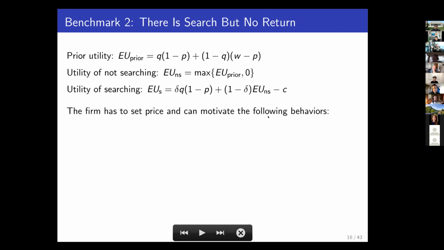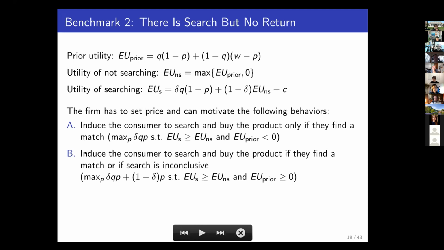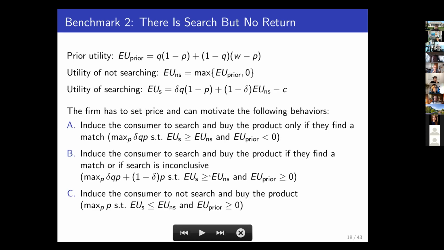And the firm has to set the price and can motivate the following behaviors. First, the firm can make the consumer search and buy the product only if they find a match. In that case, the firm does not want them to buy without any information, but wants them to buy with search. This is the profit of the firm. The marginal cost is 0. The second behavior that can be induced is to make the consumer search and buy the product if they find a match or if the search is inconclusive. If the search is not successful, the consumer buys anyway, because that's what the firm sets, but still the consumer does want to search. And the third is that the consumer doesn't search and just buys the product.